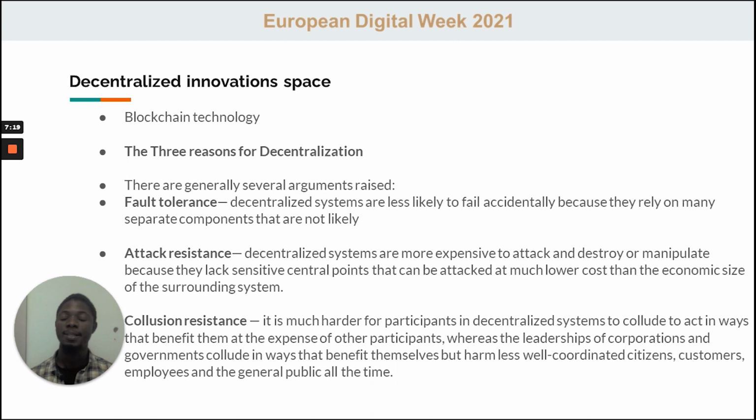And another thing is attack resistance. Decentralized systems are more expensive to attack, destroy or manipulate because of the lack of a central point that can be attacked, or at much lower cost than a centralized system. That's why we also think of shifting towards decentralization. And collusion resistance is also a major part of what raised the argument for shifting towards decentralization.